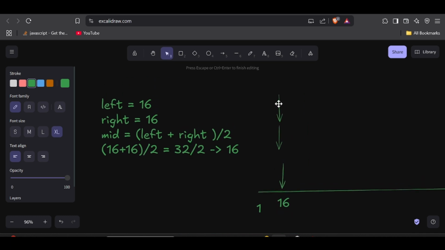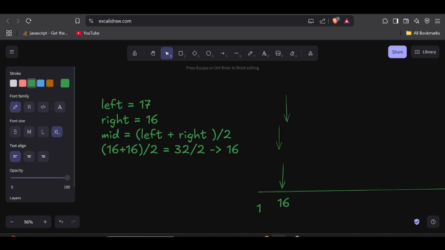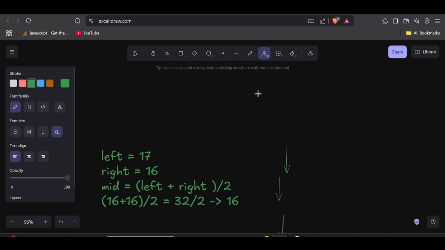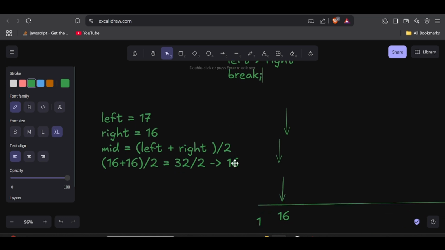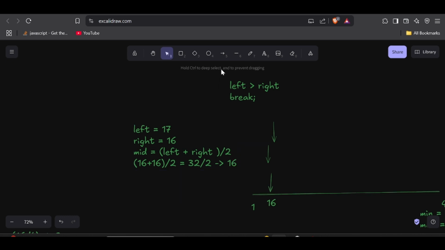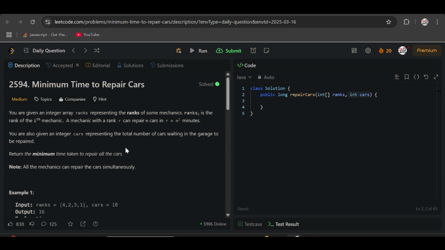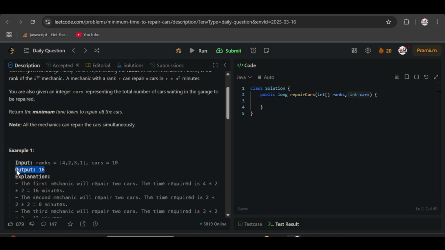So what will I do? I will put left to mid minus 1. Now the left has become 17, and in this case, my left has become greater than right. When that happens, I will just come out of the loop, and whatever the value of mid is, I will put that as my solution. So in this case, 16 is my answer. And if we see the example, the output is 16 only.